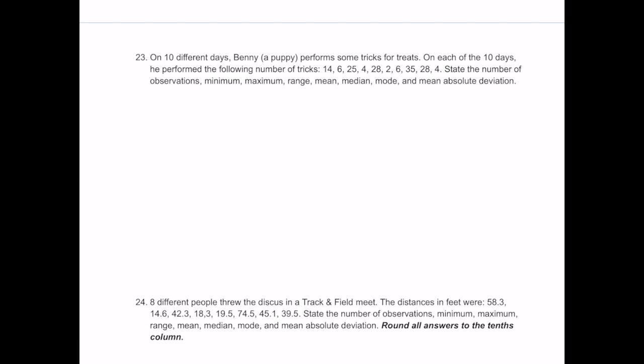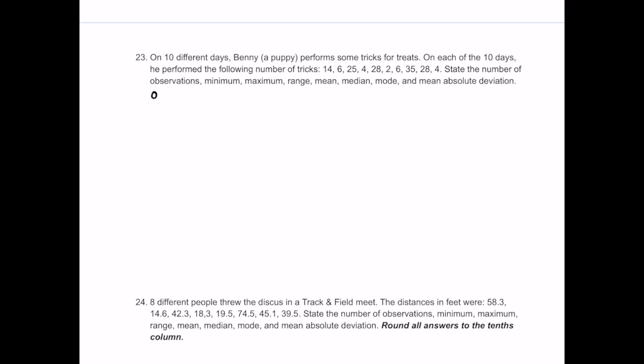On 10 different days, Benny, a puppy, performed some tricks for treats, and on each of the 10 days, he performed the following number of tricks. State the number of observations: min, max, range, mean, median, mode, and mean absolute deviation. Okay, so we're going back to working with this stuff, and we have a good amount of work to do. So let's get into it.